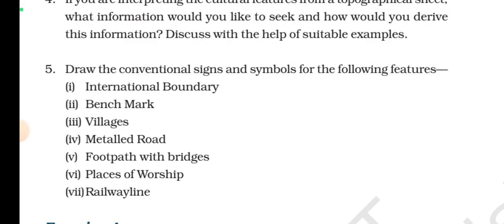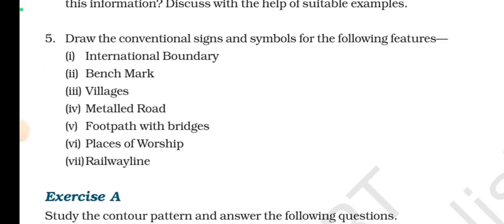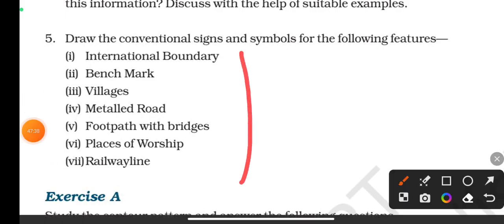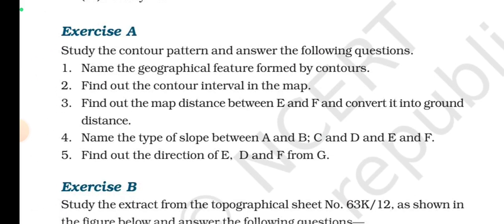Discuss with the help of a suitable example. Draw the conventional signs and symbols for the following features. International boundary, so you can note down these features, how it looks on the topographical map. What is the sign? International boundary, benchmark, villages, metal road, footpath with bridges, places of worship, railway line, etc. Now exercise A, study the contour pattern and answer the following questions.